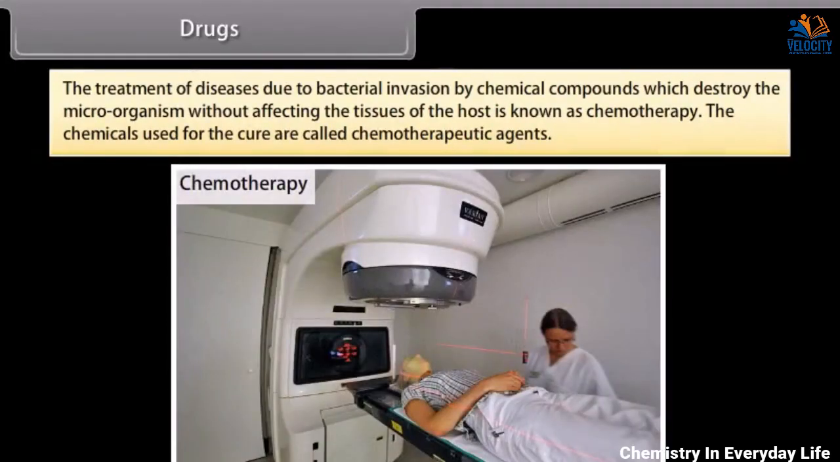The treatment of diseases due to bacterial invasion by chemical compounds, which destroy the microorganisms without affecting the tissues of the host, is known as chemotherapy. The chemicals used for the cure are called chemotherapeutic agents.